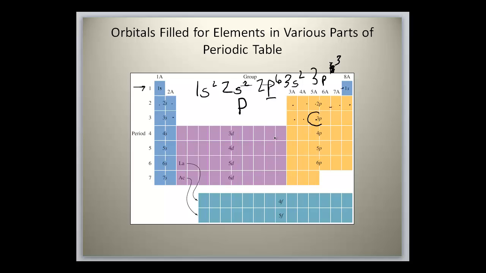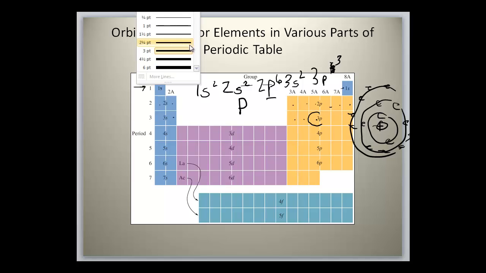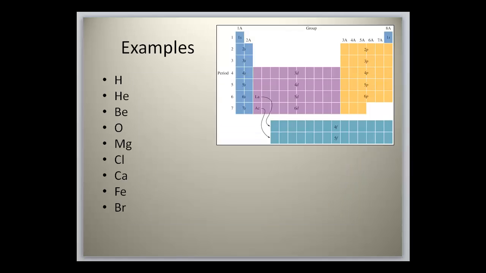If we were looking at the Bohr model of the atom, that would be 1, 2, 3 energy levels, 2 electrons in the first, 1, 2, 3, 4, 5, 6, 7, 8 in the second, and then 5 in the third. But again, we don't want to think of it like that. We want to think of it in terms of orbitals as regions where we can find the electron. Let's do some examples then.